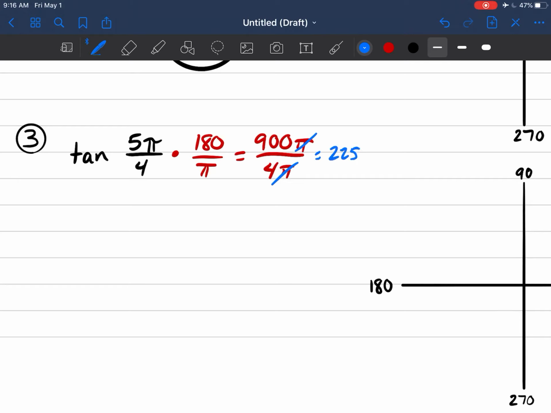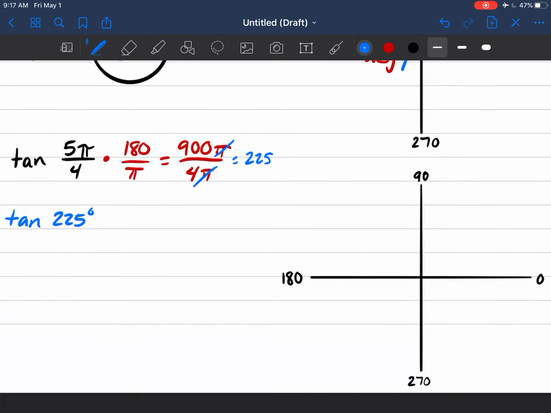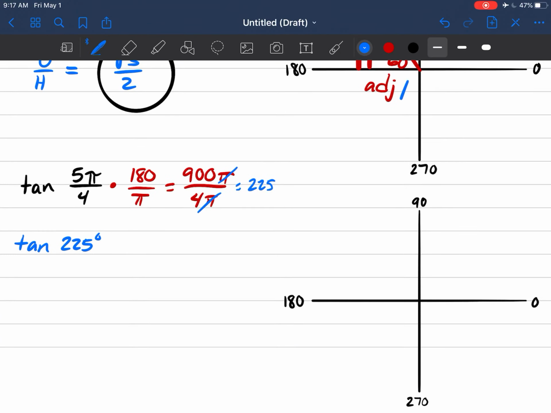So then I can rewrite the problem to be tangent of 225 degrees, because I don't know what radians look like, but I do know what degrees look like. So 225, I'm going to draw that. So 225 is going to be right there in the middle between 180 and 270. Draw the line going to the x-axis. Then there's a right angle.